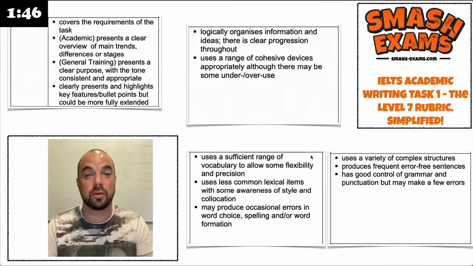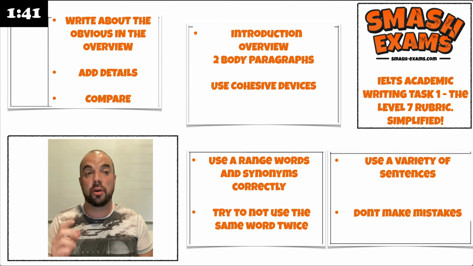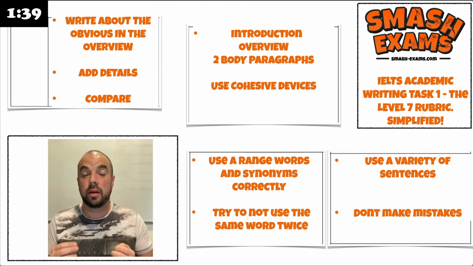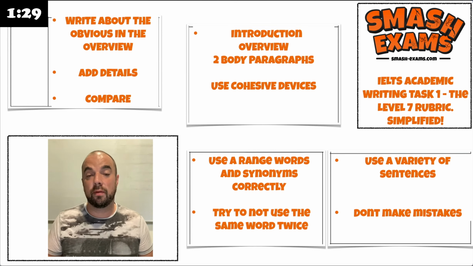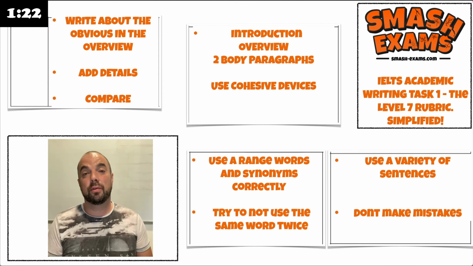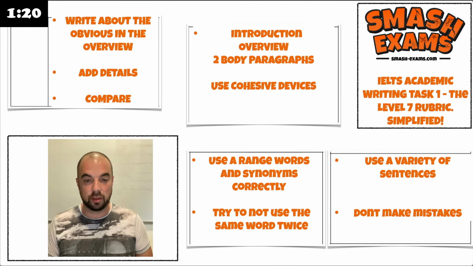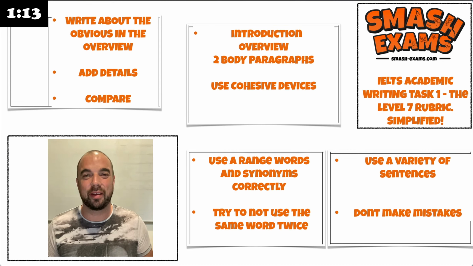So just to recap, there are about eight things you need to do. One, write about the obvious in your overview. Two, add details. Three, compare if there is more than one chart or graph or map. Use the structure: introduction, overview, two body paragraphs. Use cohesive devices like furthermore, finally. Use a range of words and synonyms correctly. Try not to use the same word twice. I know that's difficult. Just try and have a little cheat sheet of words when you go into your exam.